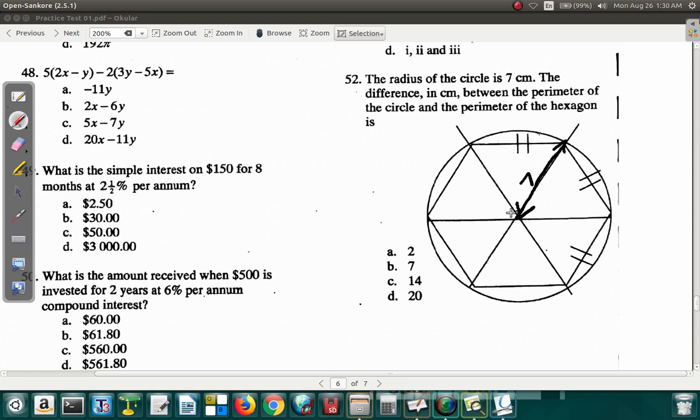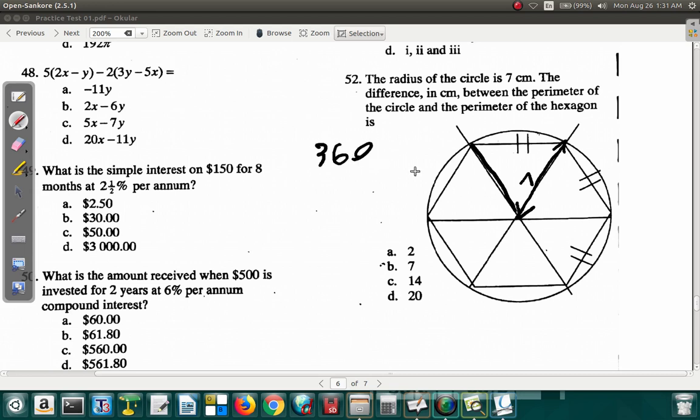Alright? Now, it would mean that this is also 7. But what about what's going on up here? Let's see. The entire circle contains 360 degrees. You can probably see that it's really 7, because 2 would be very small, 14 would be too large, and 20 much too large. So it would be 7, B. But let's give it a chance to work out and see what really happens.